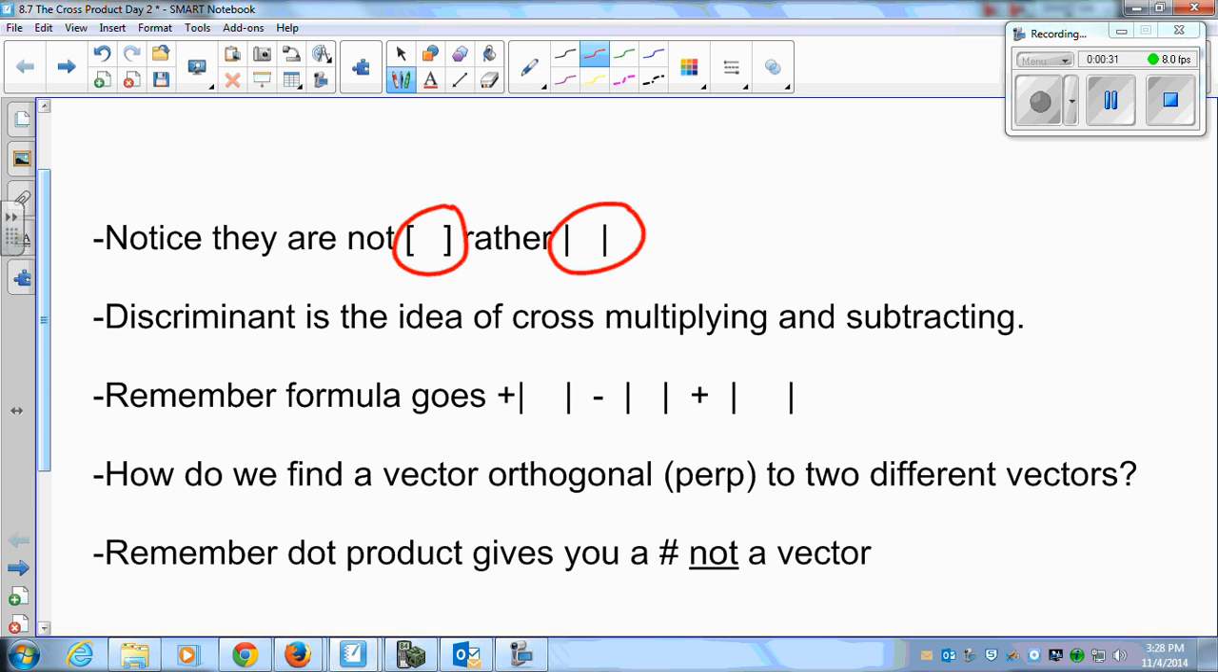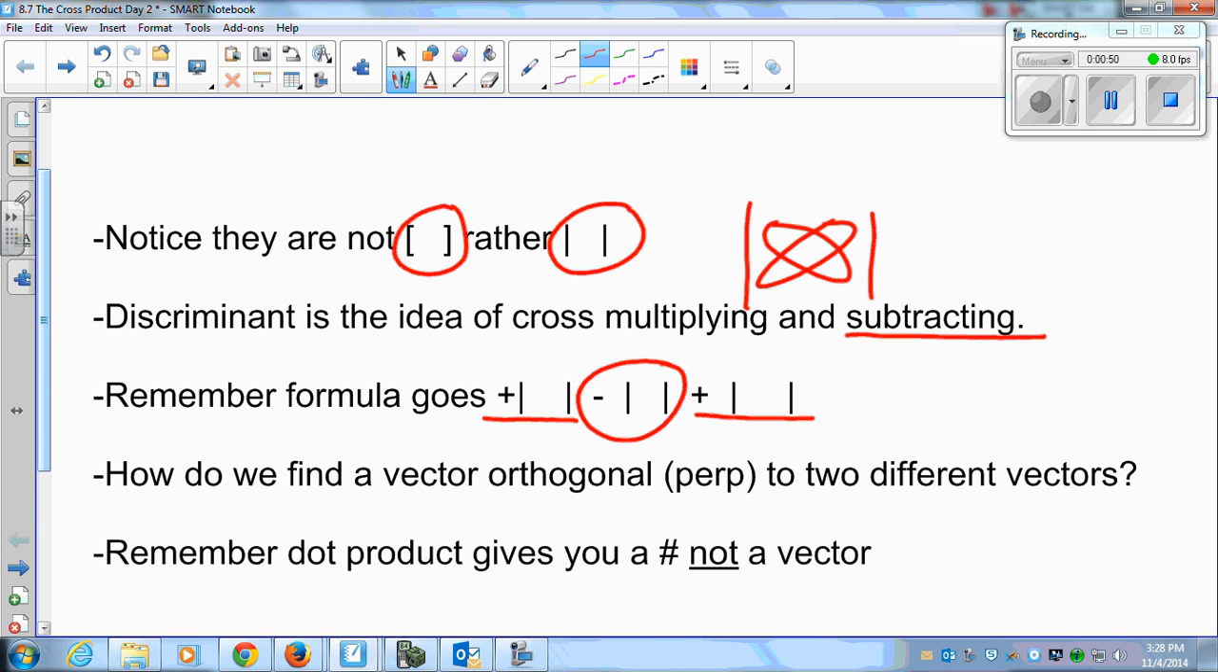Remember the idea of discriminants being the cross products, where you're multiplying like this and subtracting away from there. Remember, for that middle discriminant, that j component, it's a subtraction, where the other two are addition. To find a vector orthogonal to two different vectors, remember, that is just cross products.